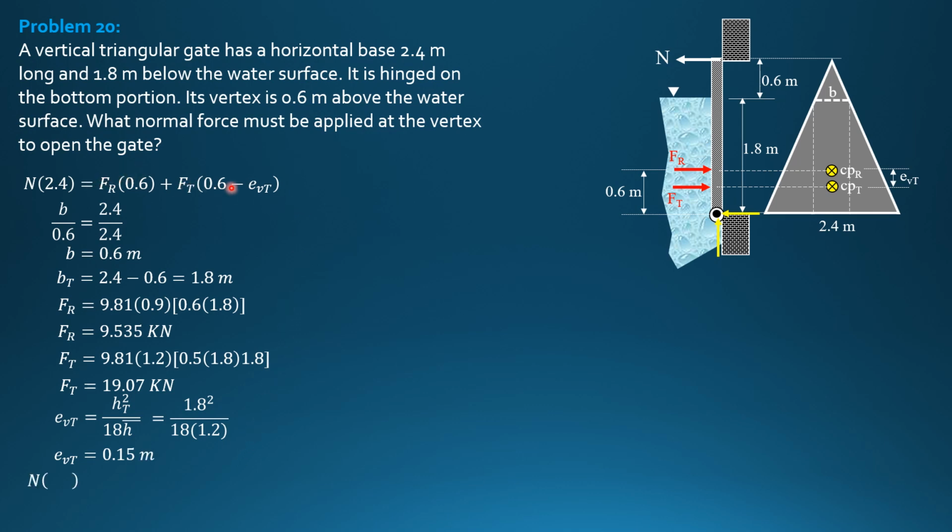Then substitute in our working equation: N times 2.4 equals Fr 9.5535 times 0.6 plus 19.07 times quantity 0.6 minus 0.15. So from here we can now solve for N. N, the normal force to open the gate, is 9.959 kilonewtons. That's also the horizontal force normal to the plane of the gate, of course.